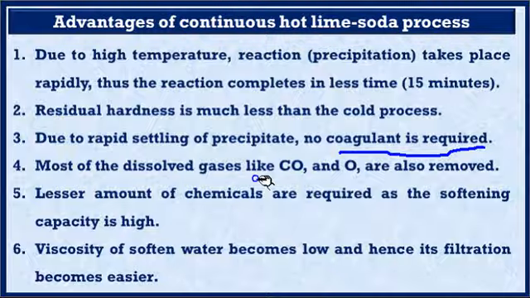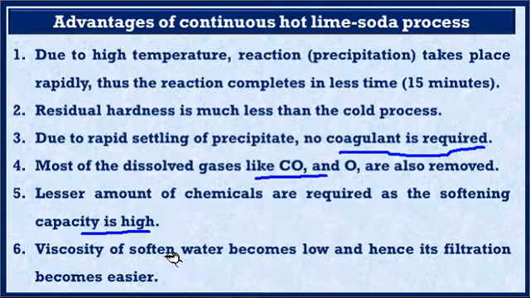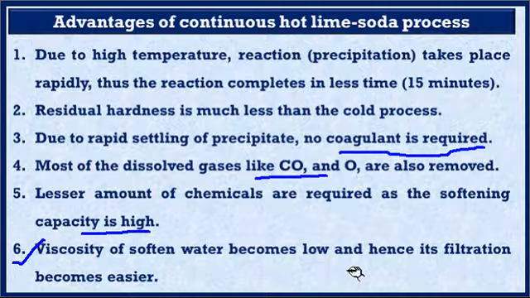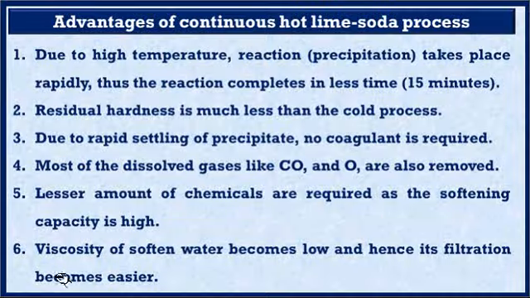Most of the dissolved gases like carbon monoxide, oxygen, carbon dioxide, etc. are also removed due to the higher temperature. Next, lesser amount of chemicals are required as softening capacity is higher, because due to the high temperature the temporary hardness is removed by boiling, so less lime is required. Next, the viscosity of the softened water becomes low and hence its filtration becomes easier in the hot lime soda process. So these are some advantages of the hot continuous lime soda process.